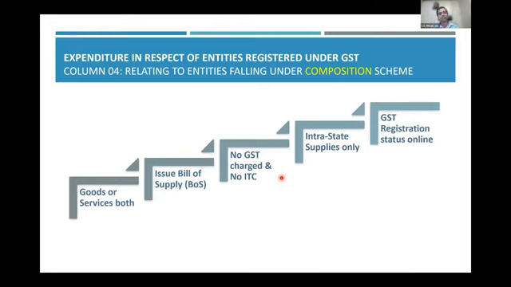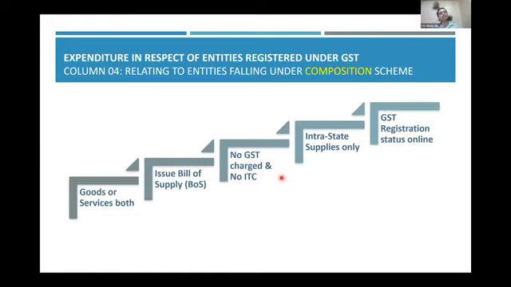Everybody knows composition, 1.5 crore or 50 lakhs, that limit is there. Goods and services, both are covered. Food business is also covered here. And a bill of supply will be issued by the composition dealer. He cannot issue a tax invoice. The composition dealer has to issue a bill of supply, and they cannot charge GST. This is the criteria based on which you will be able to differentiate.